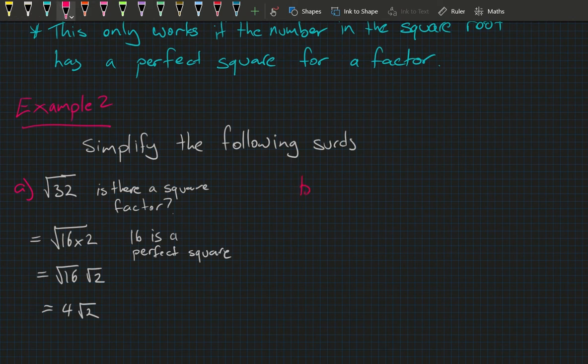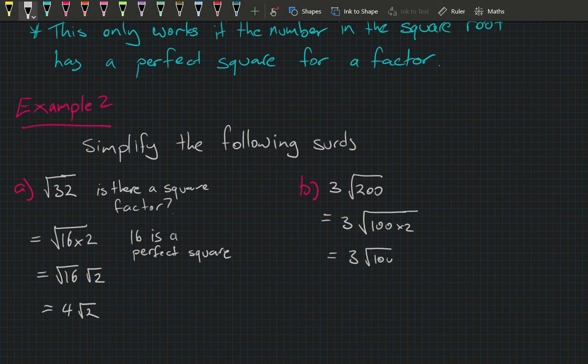All right, in part B, the surd is 3 times the square root of 200. So 100 is definitely a square, it's 10 squared, so I'm going to rewrite that as 3 times the square root of 100 times 2, which is 3 times the square root of 100 times the square root of 2. And as I said, the square root of 100 is 10, so that's 3 times 10 times the square root of 2. And 3 times 10 is 30, so the best we can simplify this is 30 times the square root of 2.